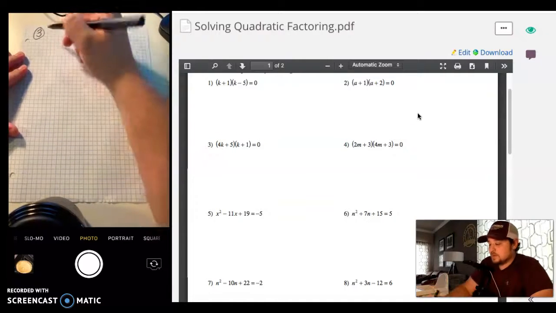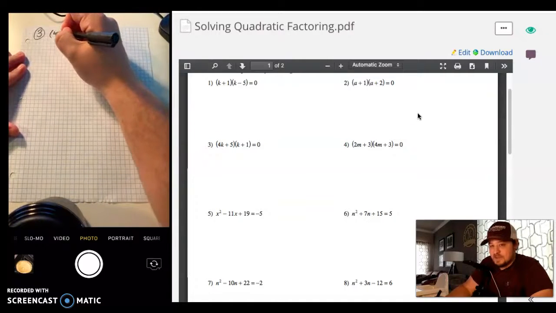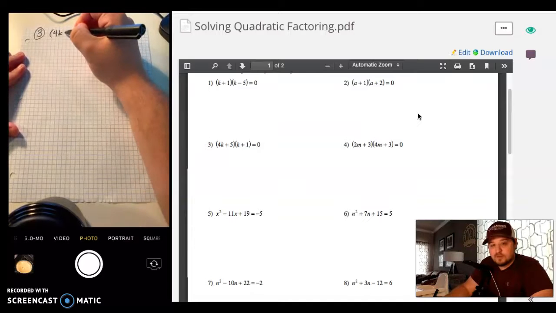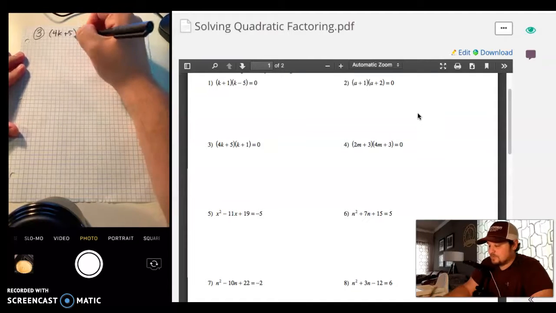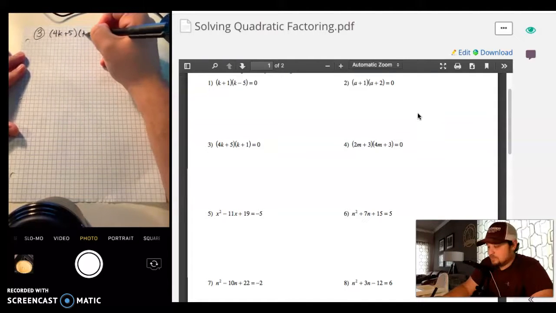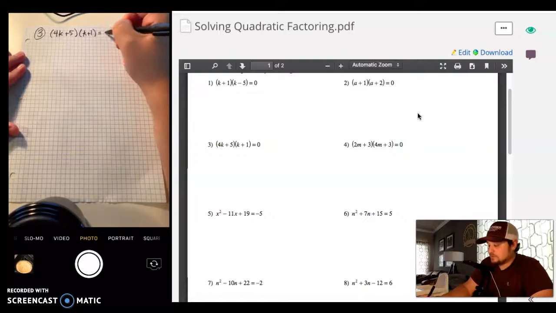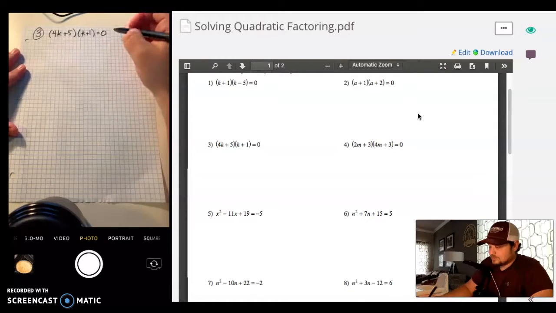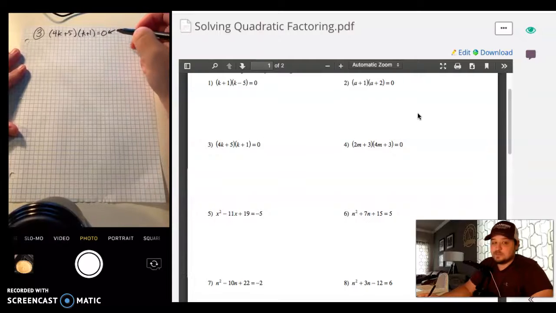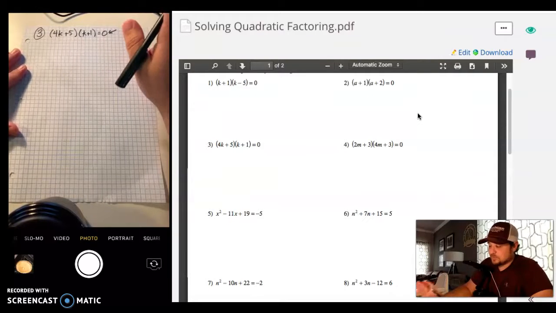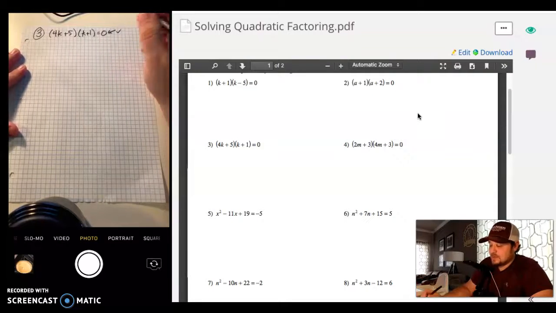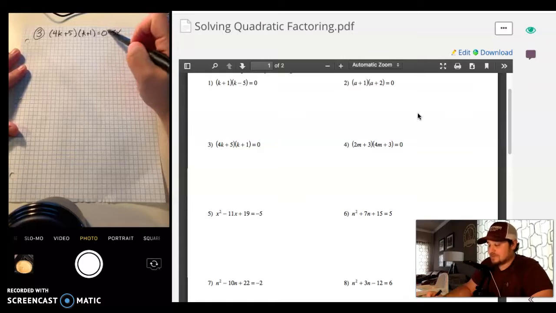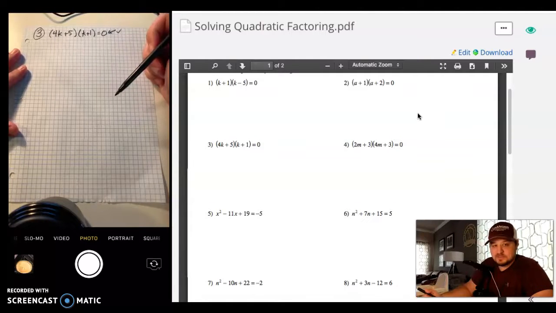Okay, so this problem is in factored form for us. It says (4k + 5)(k + 1), and all of that is equal to 0. Remember, step one for any of these is to check: is it equal to 0? It is, so we're good. If it wasn't equal to 0, we'd have to take that number and get rid of it by either adding or subtracting it to move it to the other side.